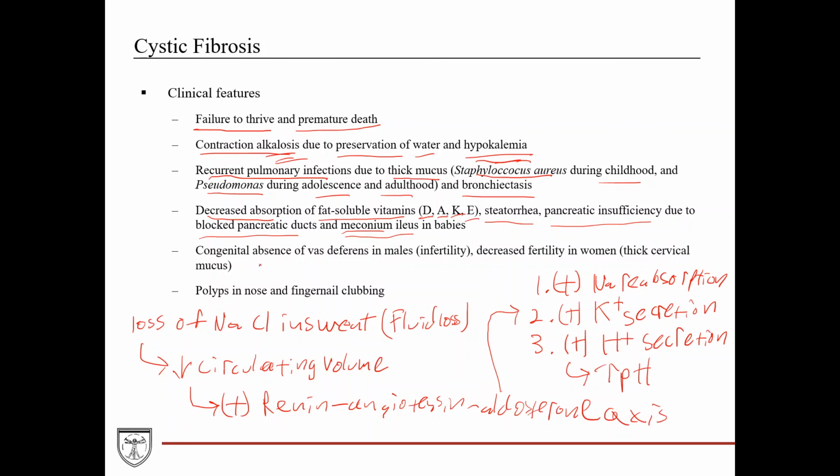As far as reproductive tract, you will see a congenital absence of the vas deferens in males, which will lead to infertility in males. You also see decreased fertility in women because, again, this is going to affect epithelial lumens all over, and so you're going to see thick cervical mucus as well, which would interfere with migration of sperm through the reproductive tract. Lastly here, you're going to see polyps in the nose and fingernail clubbing.